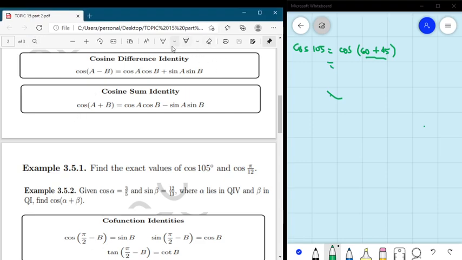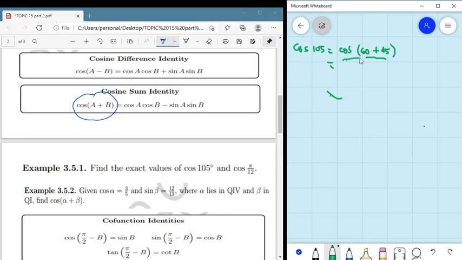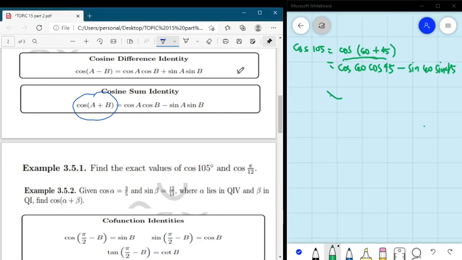With A plus B, we can express this as cosine 60 cosine 45, then minus since it is a sum identity, sine 60, sine 45. After that, you relate the values to the special angles.